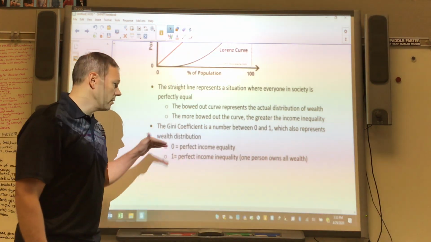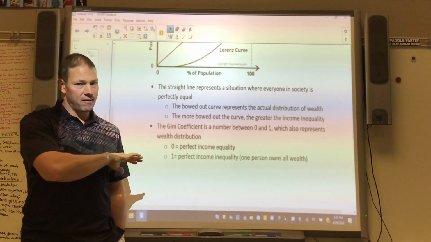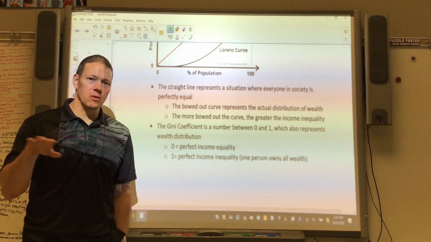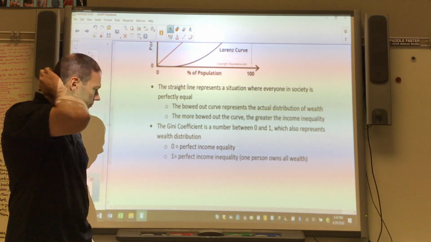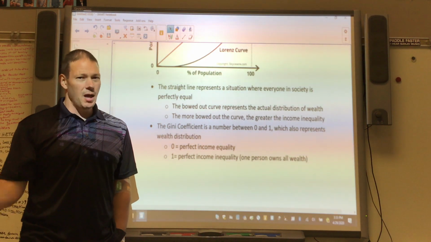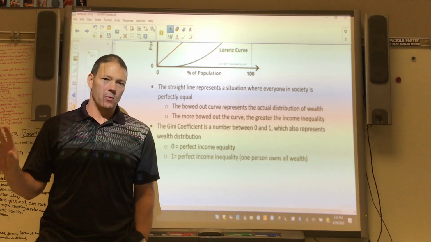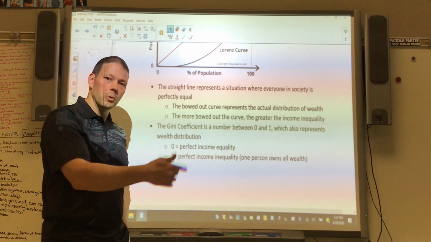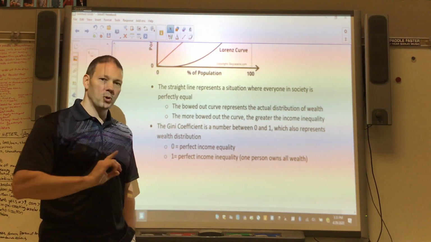And here's how it works. 0 is perfect income equality. Everyone makes the same amount of money. I always like to think of that as there is 0 inequality. Everyone's exactly the same. 1 represents perfect income inequality, a situation where one person literally owns all of the wealth, nobody else has anything. I think of it as one person has it all. So 0 inequality, 1 person has it all.